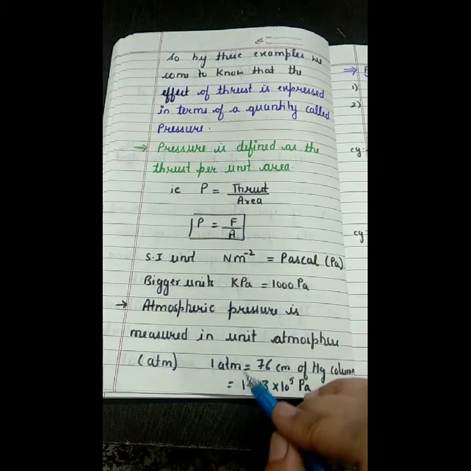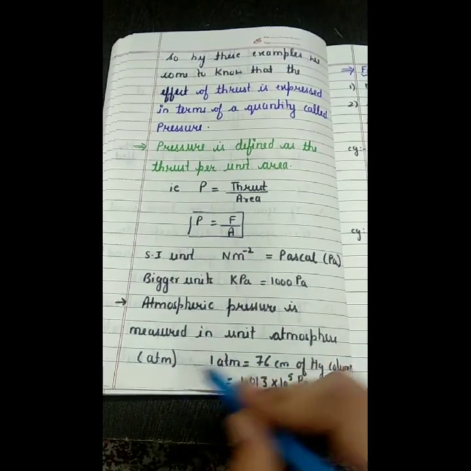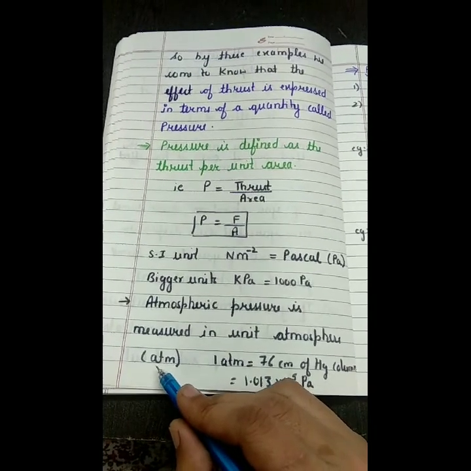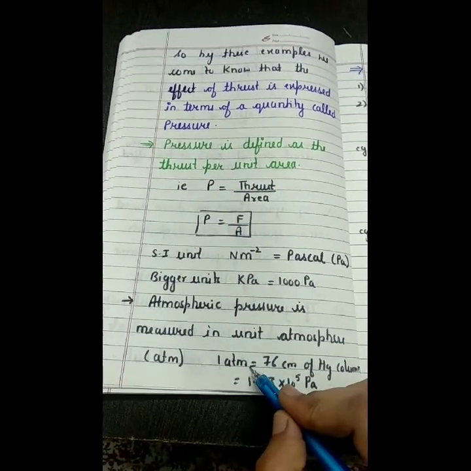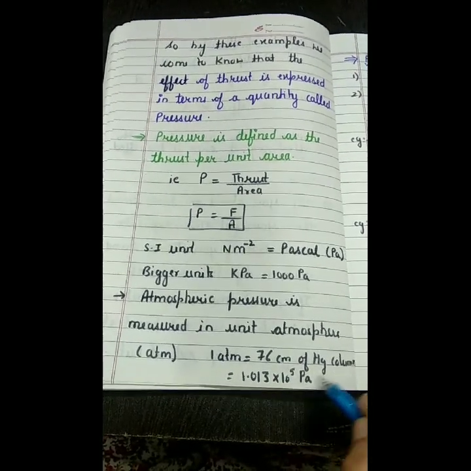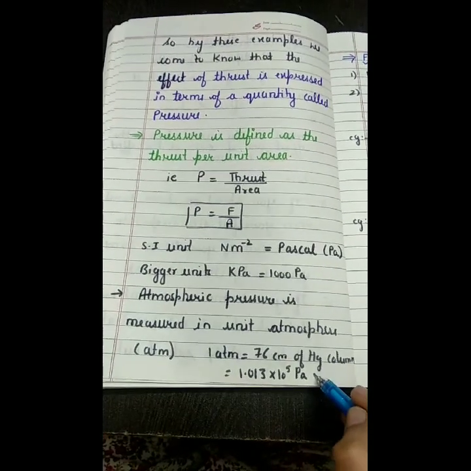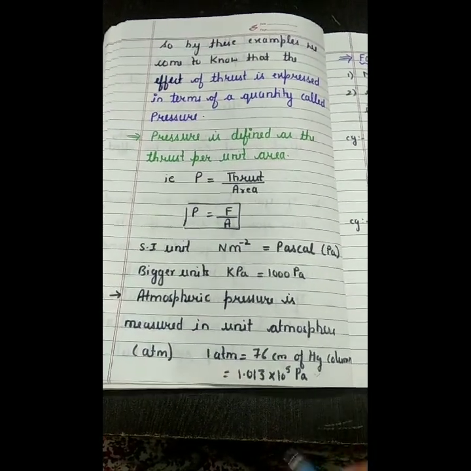But atmospheric pressure is not measured in pascal. It is measured in another unit known as the atmosphere, represented as atm. So 1 atmospheric pressure is equal to 76 centimeter of mercury column, which is equal to 1.013 into 10 to the power 5 pascals. You need to learn this value, right?